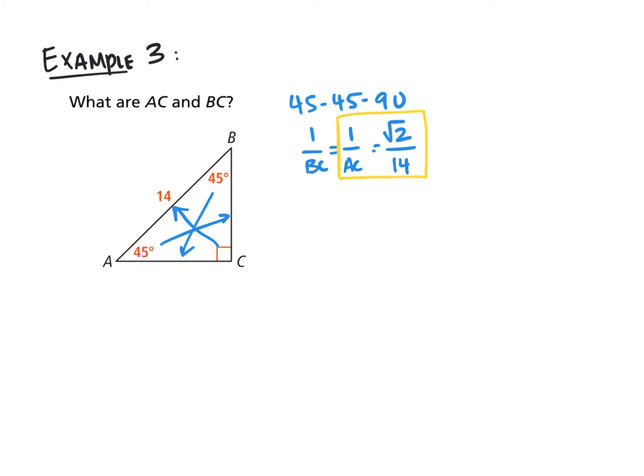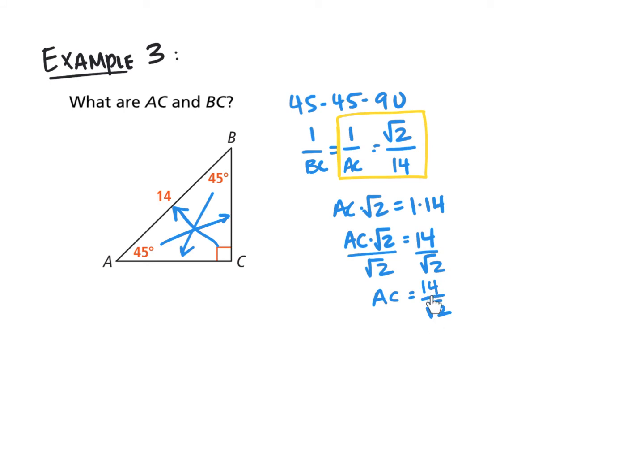So if I look at this picture, I can choose these two ratios that are equal, and I can cross-multiply to solve here. So I'll do that. I'll say AC times the square root of 2 equals 1 times 14. So AC root 2 equals 14. And now to find the value of AC, I need to divide both of these sides by square root 2. So AC is now 14 divided by square root 2.